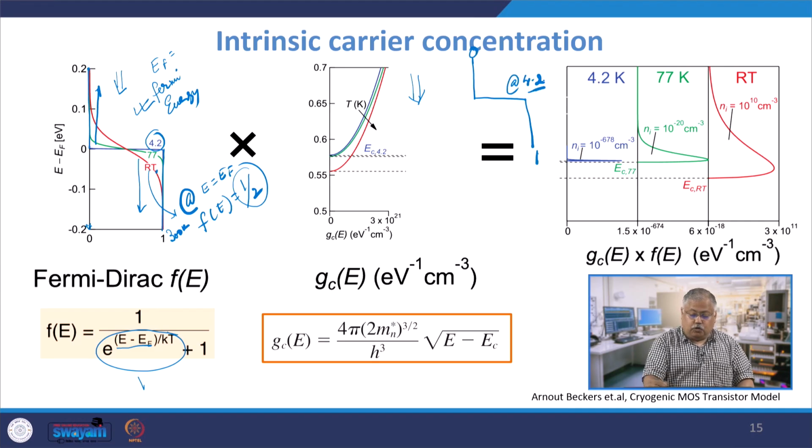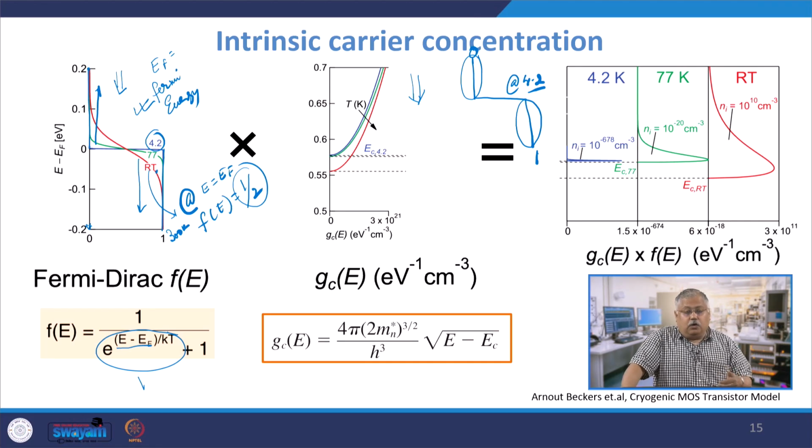This is at 4.2 Kelvin, which means that the Fermi level is a differentiating point which tells me that all the states above the Fermi level are fully filled up, and therefore the probability is 1. All the states below the Fermi level are fully empty, and the probability is 0 in such a case, right.